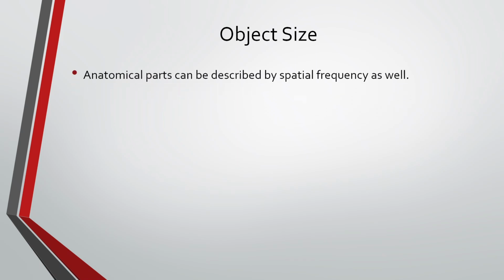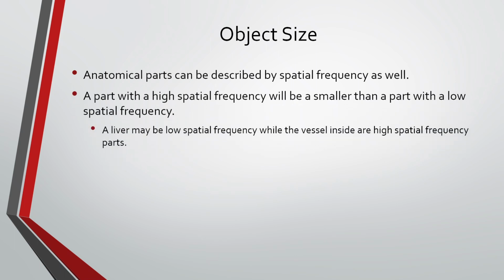So now let's go ahead and talk about object size. Anatomical parts can be described by spatial frequency as well. So far we've talked about the image having a spatial frequency, and how it relates to the size and what the system's capable of. And so the anatomical parts can be described by spatial frequency as well. A part with a high spatial frequency will be smaller. So just like we learned, the higher the spatial frequency, the smaller the object the system can visualize.